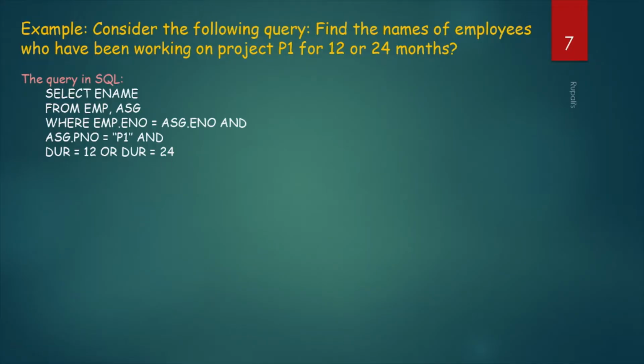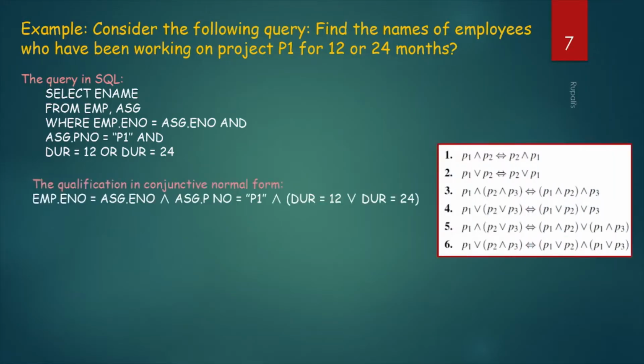So which part is our predicate? After where, this part is our predicate. Now if I write this query in conjunctive normal form, how can we write the predicate part? You have to write it this way: employee.eno equals ASC.eno, and this symbol is AND, ASC.pno equals P1, and this symbol is AND, and within brackets duration equals 12 OR duration equals 24.